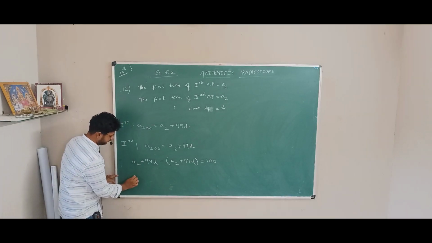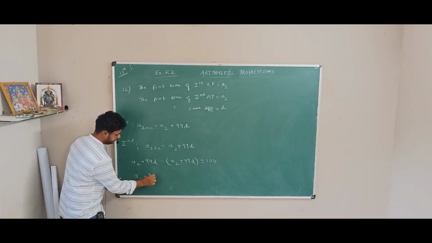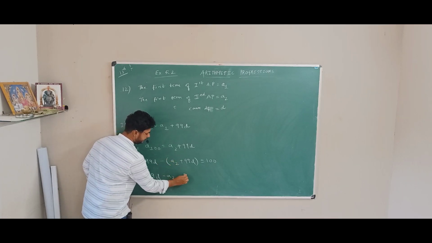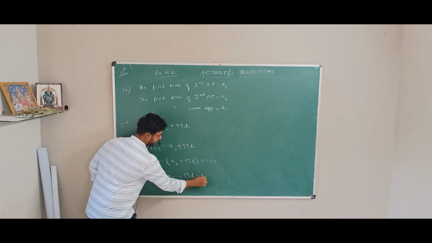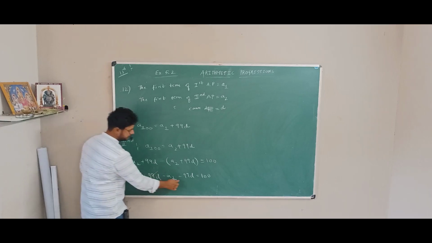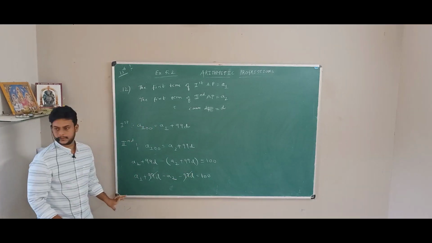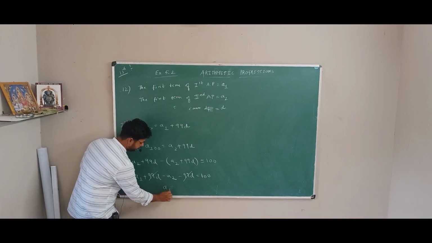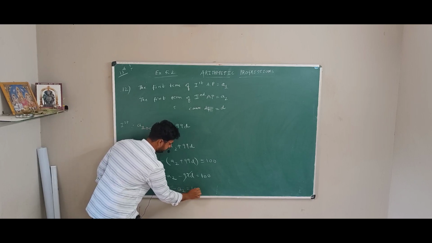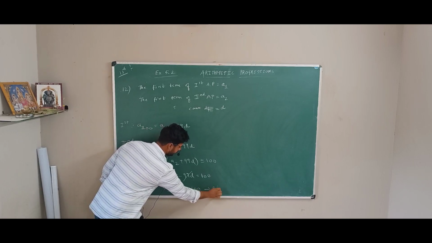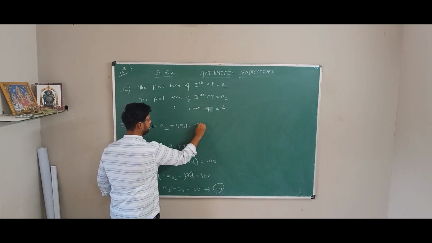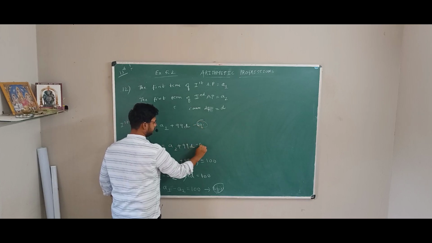Okay, now A1 as it is plus 99D, minus A2, minus 99D is equal to 100. Now what can I cancel? Plus 99D minus 99D. Yes or no? A1 minus A2 is equal to how much? 100. This is my equation 3. I will take this as first equation, this as equation 2.